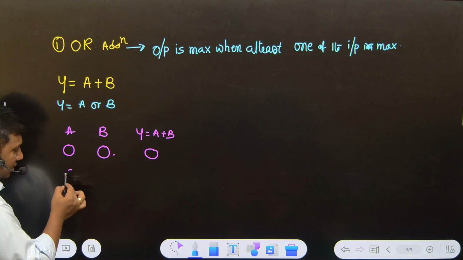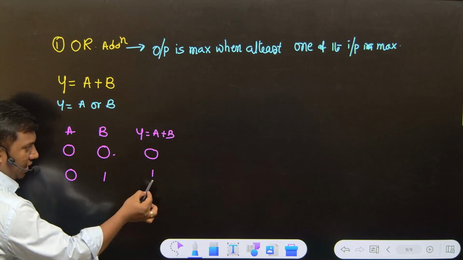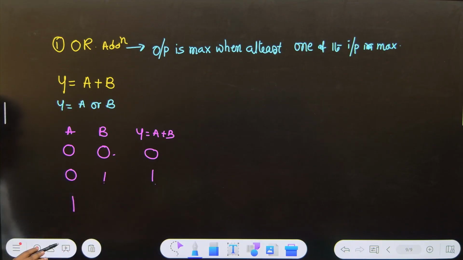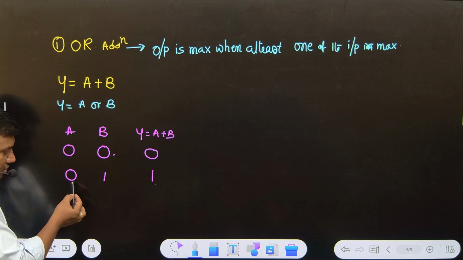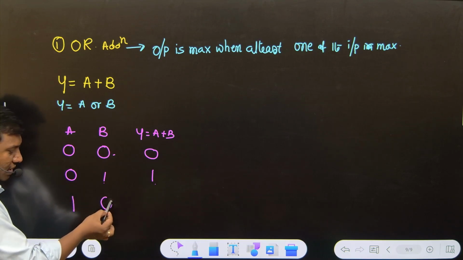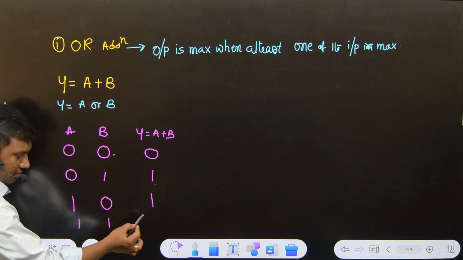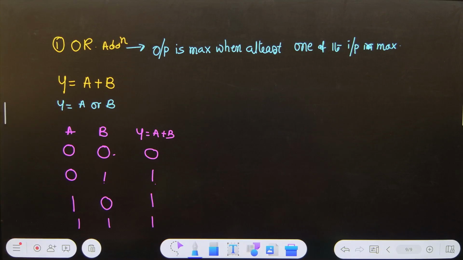Then A is 0, B is 1. Then it can be 1, because at least one is maximum, then the output is also maximum. Then A is 1, B is 0. Then 1. If both are maximum, then also 1. Maximum output can be 1 only. Are you able to understand?